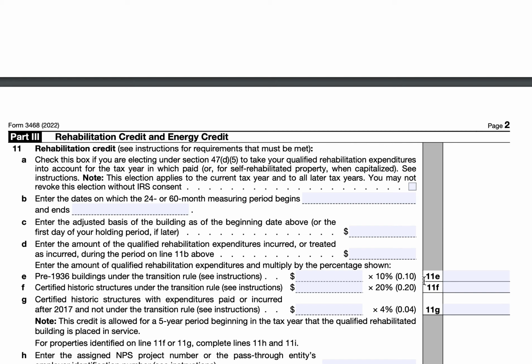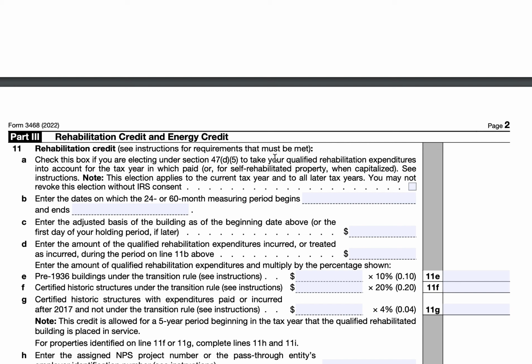So a lot of restrictions when it comes to the rehabilitation credit. It's by design. You're supposed to take this credit when you're restoring certain desirable buildings and making sure that they're consistent with their historical use.